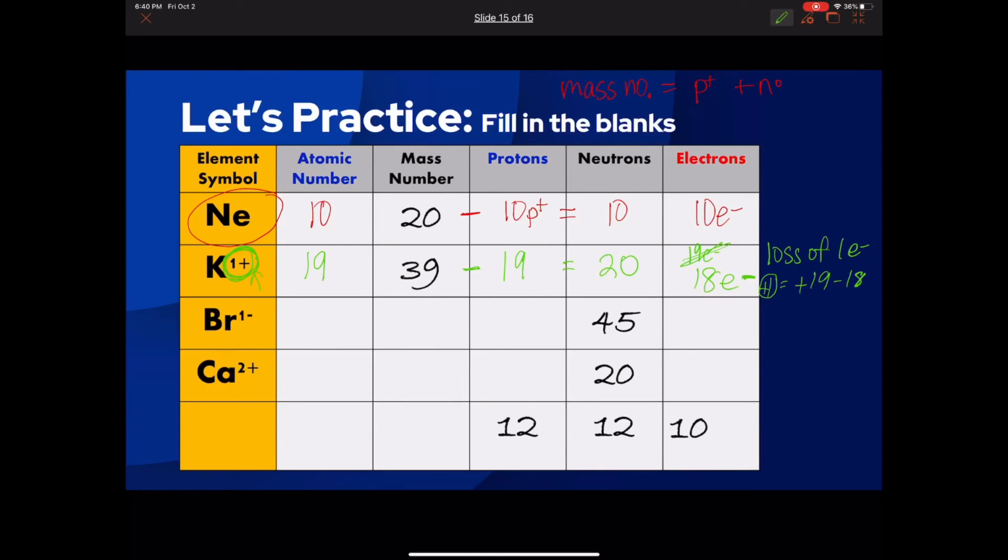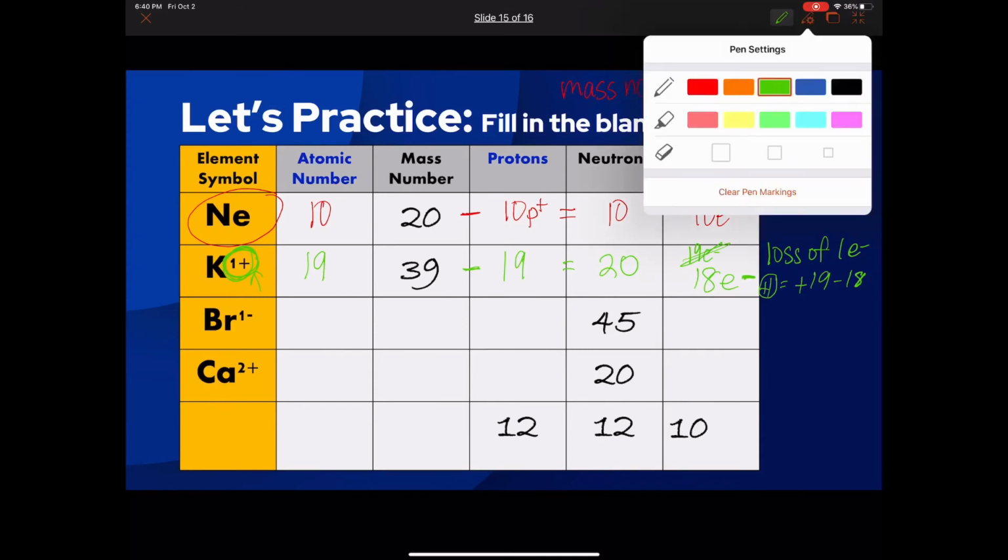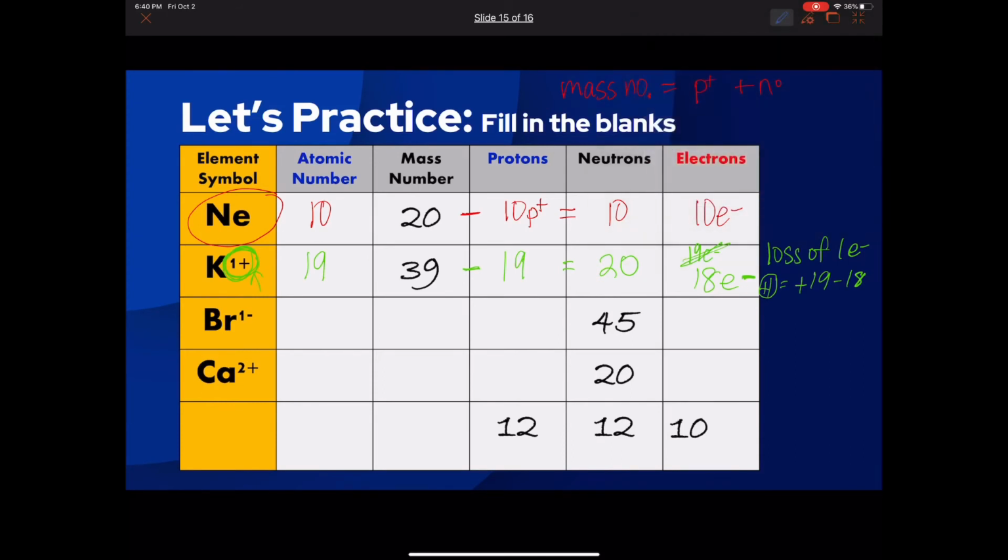Okay, let's take a look at bromine. Bromine's atomic number is 35. That means its proton number is also 35. Now this time we're given the number of neutrons. So in order to find the mass number, all we have to do is add the protons and the neutrons, and that'll give us 80.